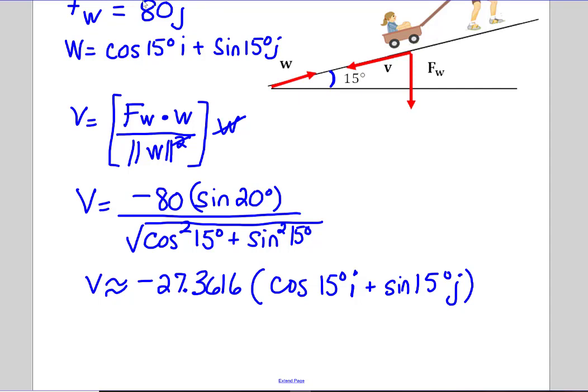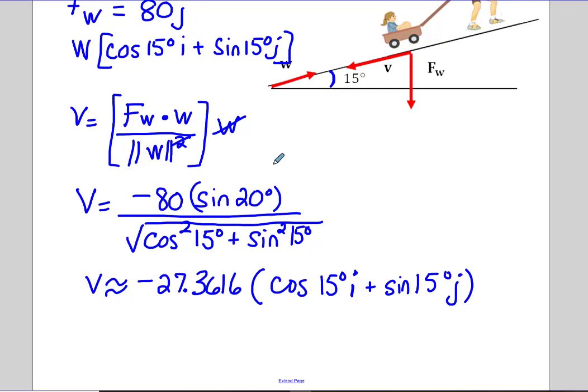So W would be the magnitude. We needed the magnitude. So W times this vector is that magnitude times the cosine of 15 in I plus the sine of 15 in J. So this is our vector. What's the magnitude of the force?